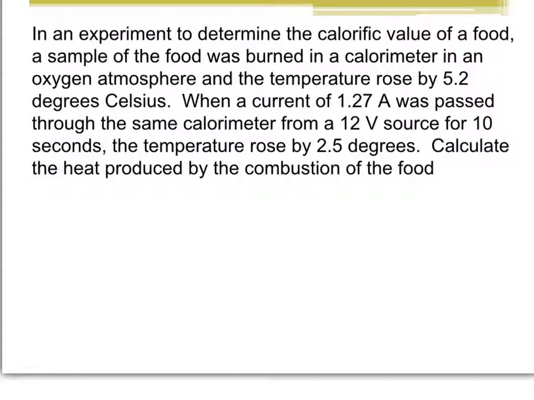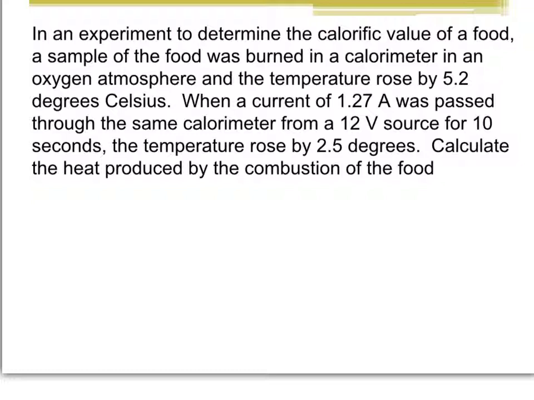We have an experiment to determine the calorific value, or basically the energy content, of a sample of food. It says we burn it in a calorimeter in an oxygen atmosphere, and the temperature rose by 5.2 degrees Celsius. When a current of 1.27 amps was passed through the same calorimeter from a 12 volt source for 10 seconds, the temperature rose by 2.5 degrees. Calculate the heat produced by the combustion of the food.